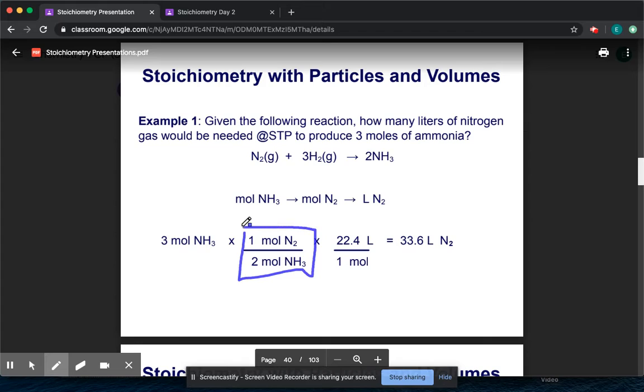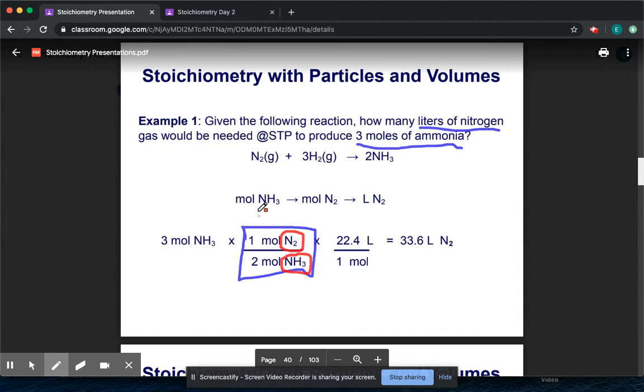In your ratio, what you are converting to goes up top. What you are converting from goes on the bottom. We have 3 moles of ammonia, and we want to go from ammonia to nitrogen. So since we're going to nitrogen, nitrogen should be up top. And it is. Okay, you have nitrogen up top. We are coming from ammonia, and that's why ammonia is on the bottom.